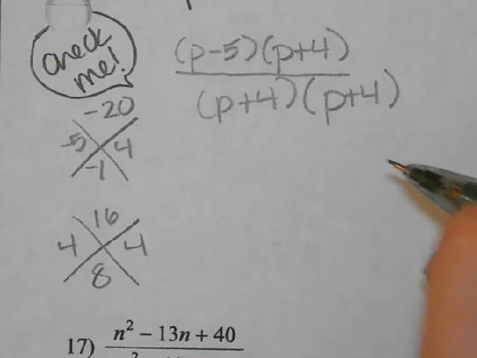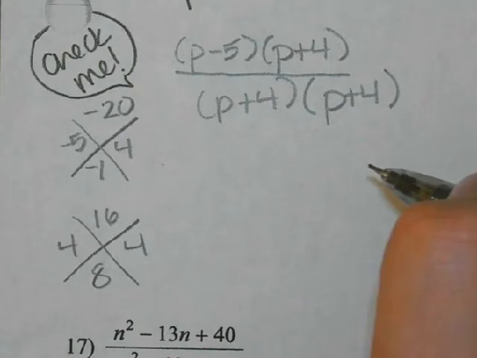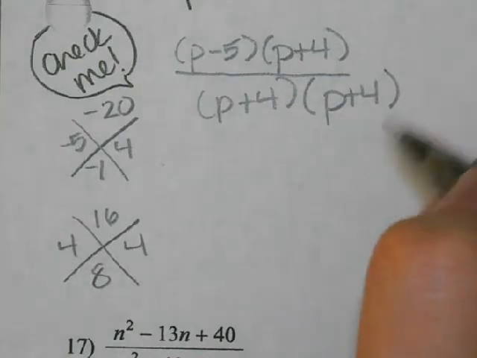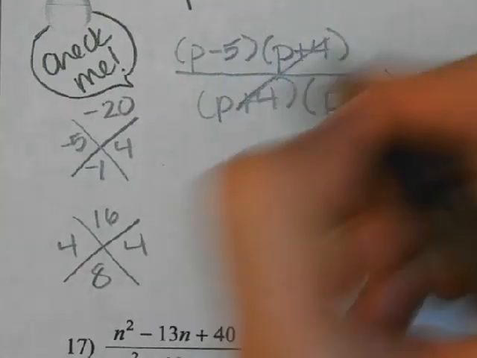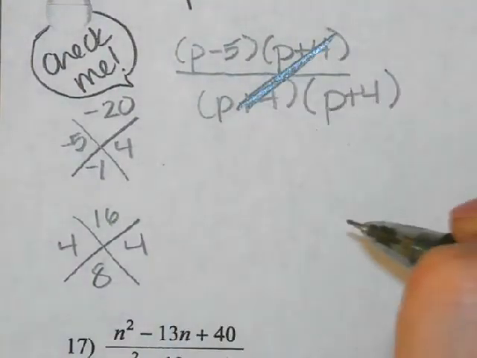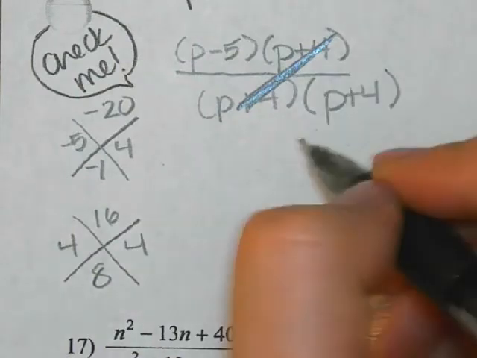All right. What do we see that divides to make 1? P plus 4. Now, do I cancel all 3 of them? No. Just 1 and 1. Okay, so that cancels to make a 1 right there. And so what's left over?